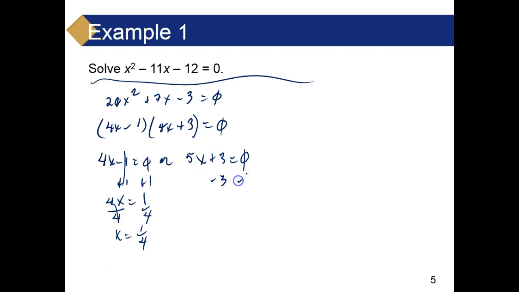Subtract 3 from both sides. 5x equals negative 3. Divide by 5. And that gives us an ugly 5, isn't it? Okay. x equals negative 3/5. I can't write, can I? Okay.